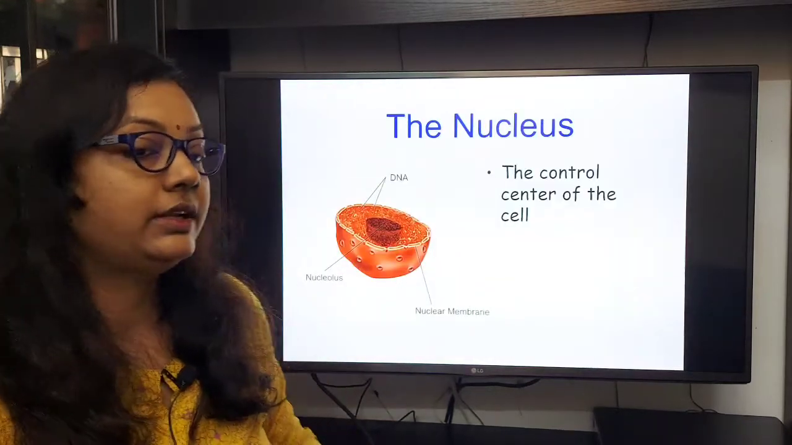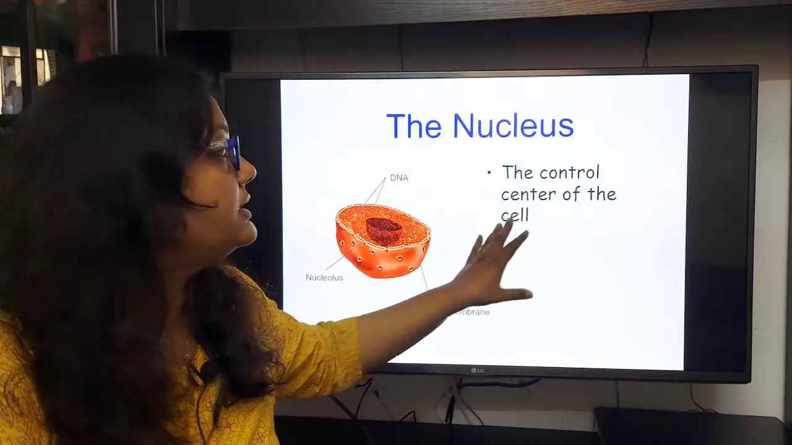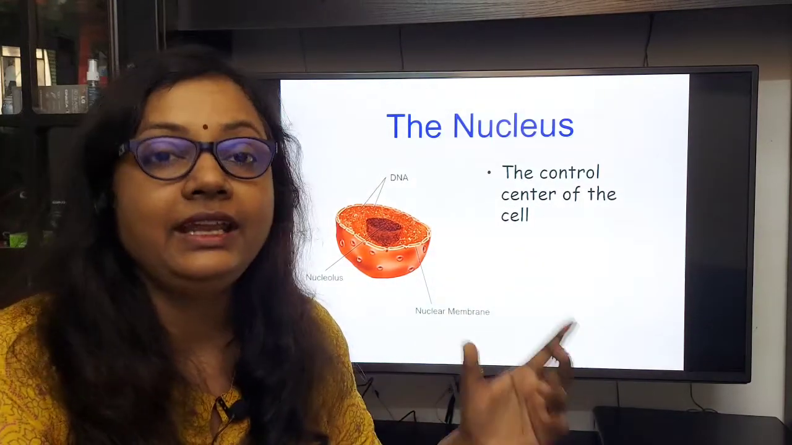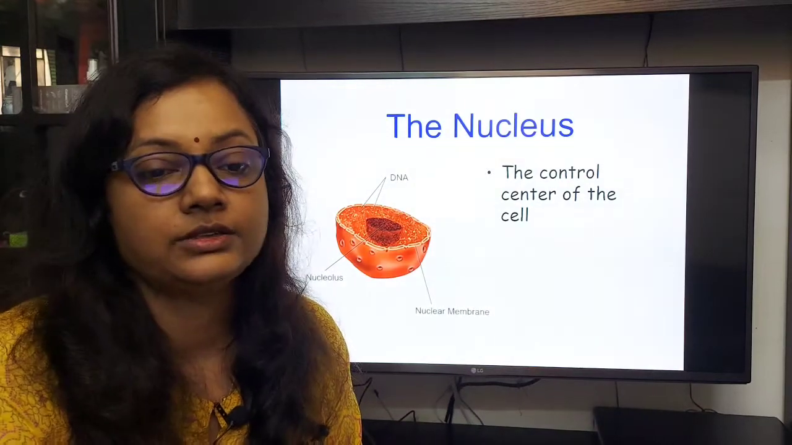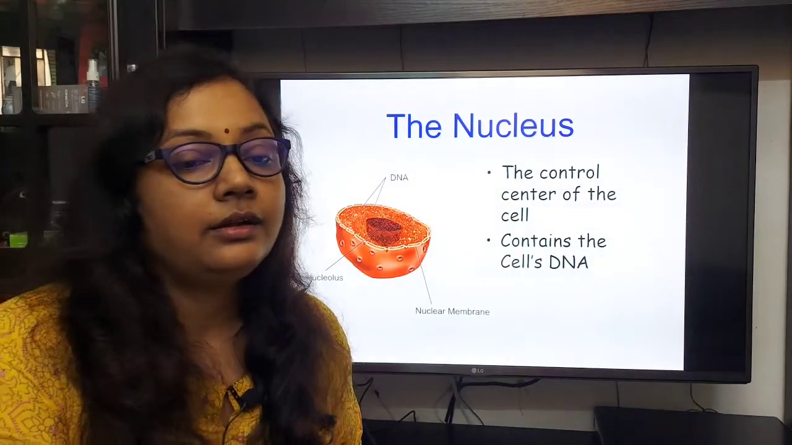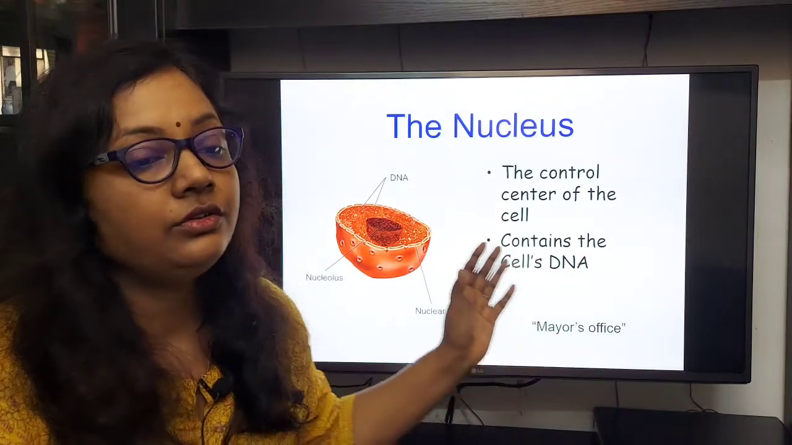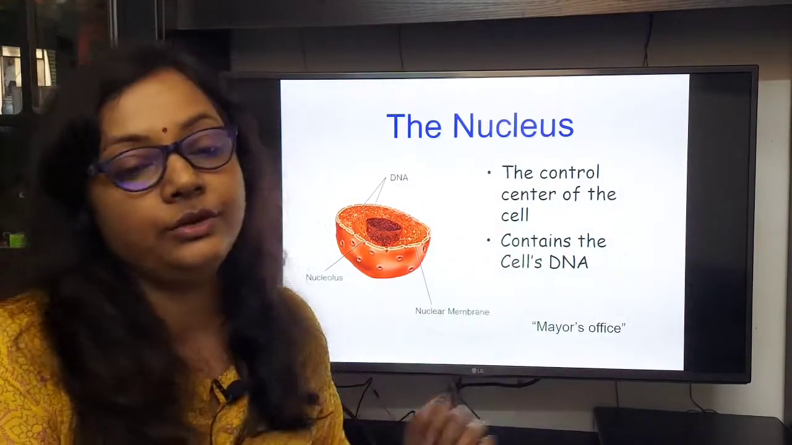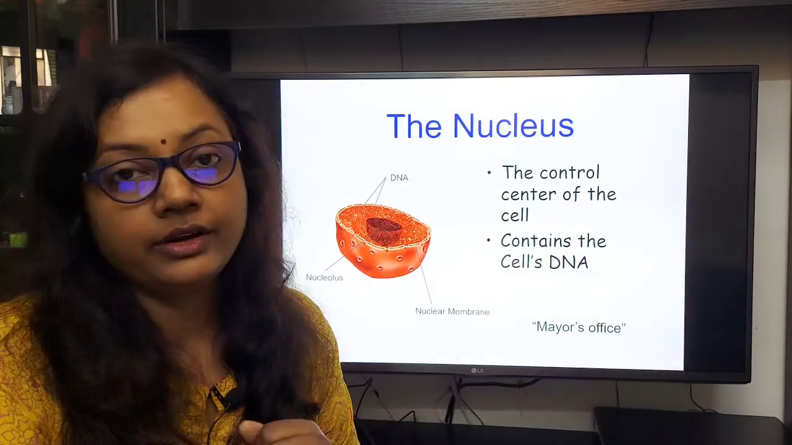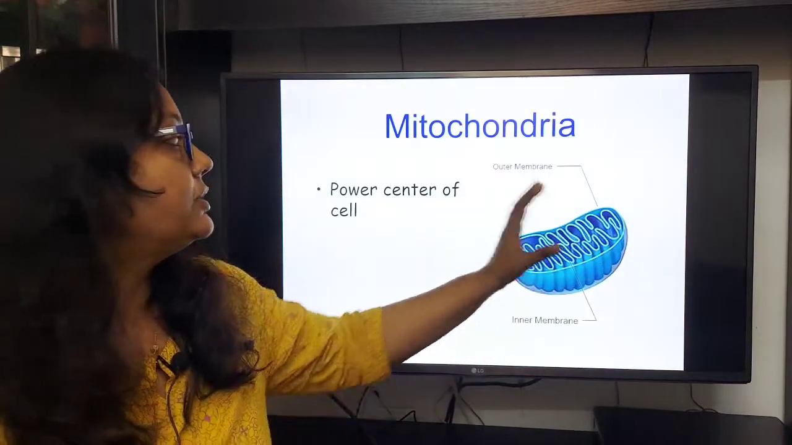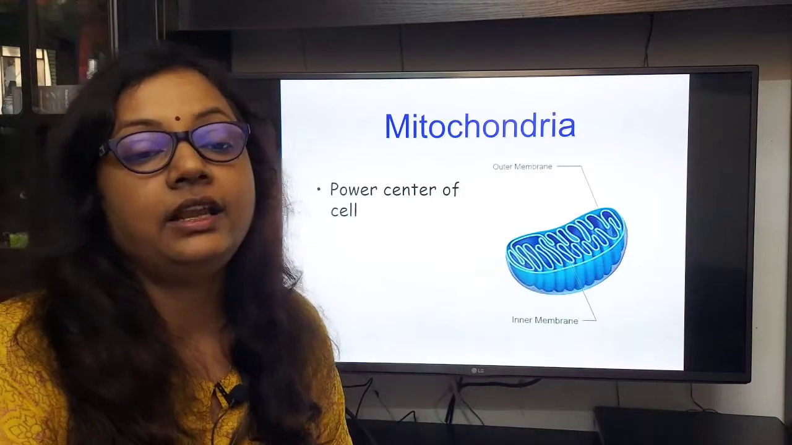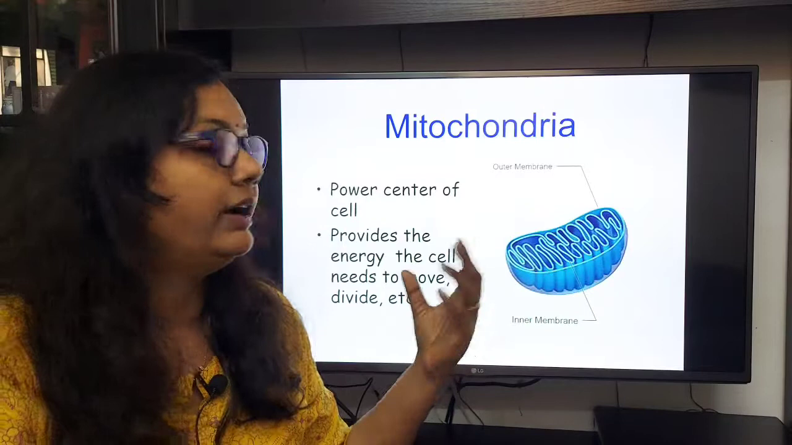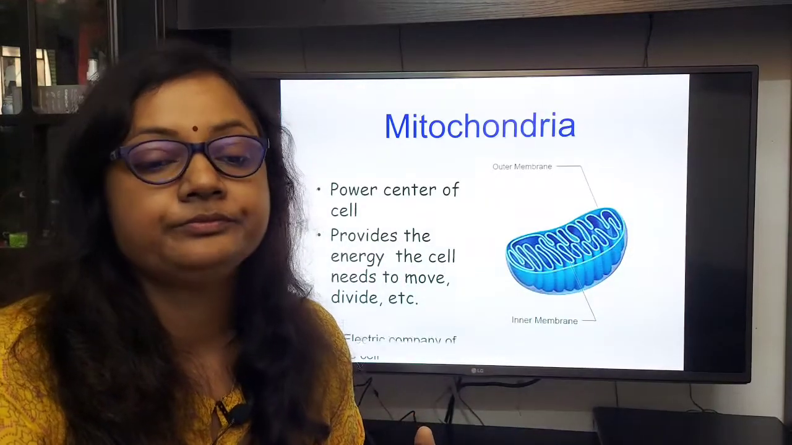Next comes the nucleus. Nucleus is the control center of the cell. It has a nuclear membrane, nucleolus and also DNA is present inside the nucleus. It is also called the mayor's office as everything is controlled from the nucleus. Next is mitochondria. Mitochondria is called the power center of the cell. It provides energy the cell requires to move and divide and perform other functions.